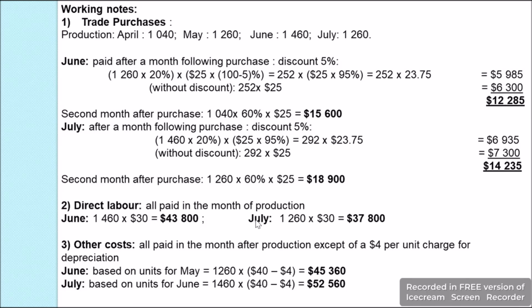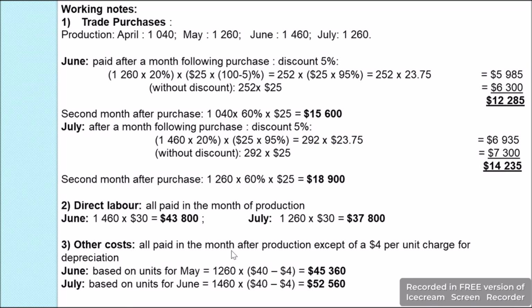For the month of July, we have the production as 1,260 units and $30, which is the unit direct labor cost. We multiply this with 1,260 units, we get the value as $37,800. Then we have the other cost.